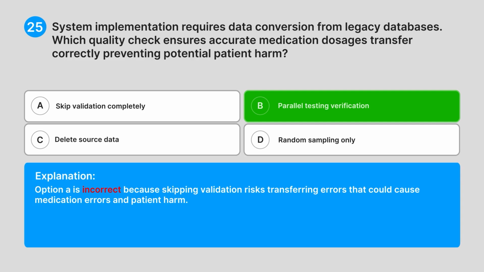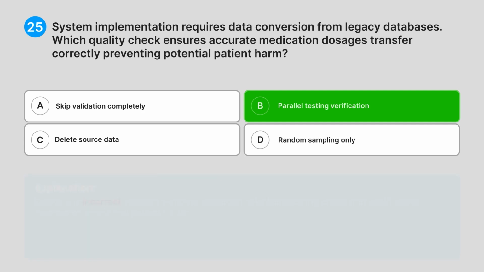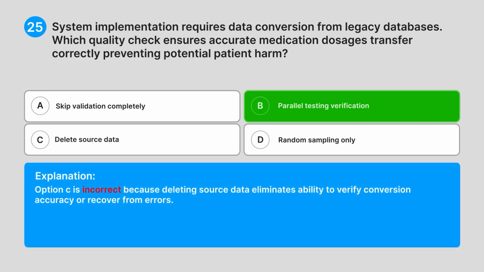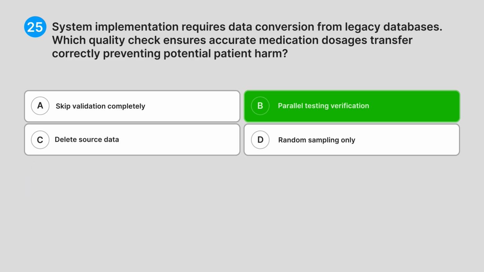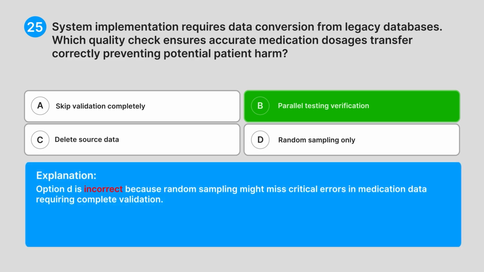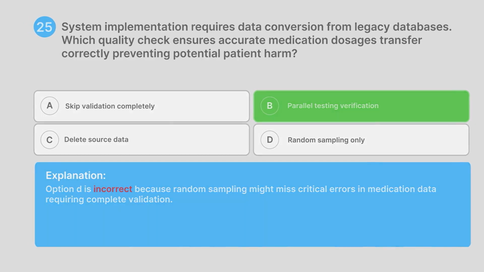Option A is incorrect because skipping validation risks transferring errors that could cause medication errors and patient harm. Option C is incorrect because deleting source data eliminates ability to verify conversion accuracy or recover from errors. Option D is incorrect because random sampling might miss critical errors in medication data requiring complete validation.